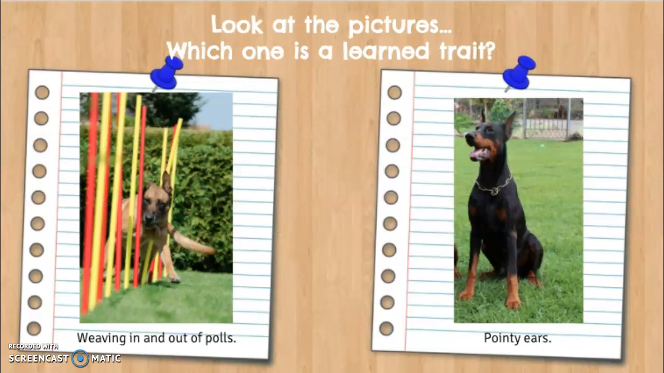Now I see two pictures of two dogs. One dog in this first picture is weaving in and out of the poles. The dog over here has pointy ears. Which picture shows a learned trait? Remember, a learned trait is a non-inherited trait. That means the dog did not get it from its parents.